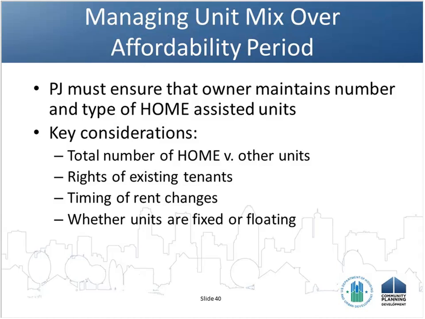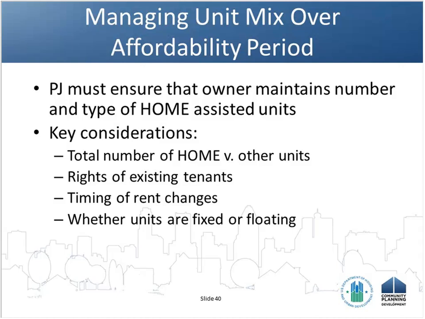So I'm going to revisit just a couple of the last slides that we ended with yesterday. We worked through written agreements and some of the rules that apply, income qualification, all of that. We really ended talking about the affordability period that's been designated for each of our projects, during which the PJ has to make sure that they continue to maintain a list of things. That includes making sure that the number and type of home units continue through that project affordability period.